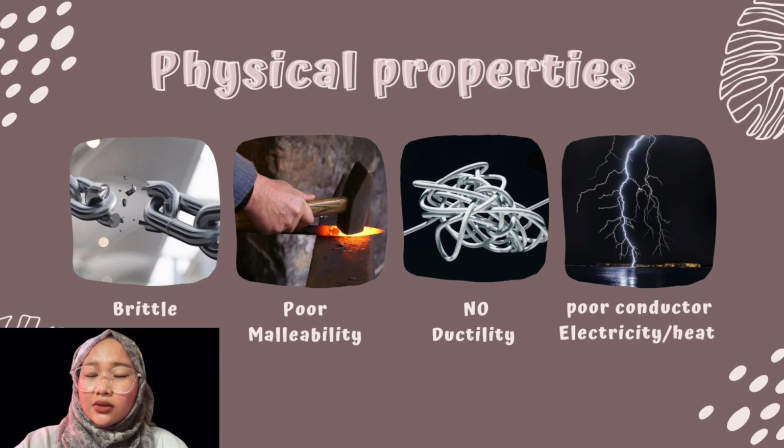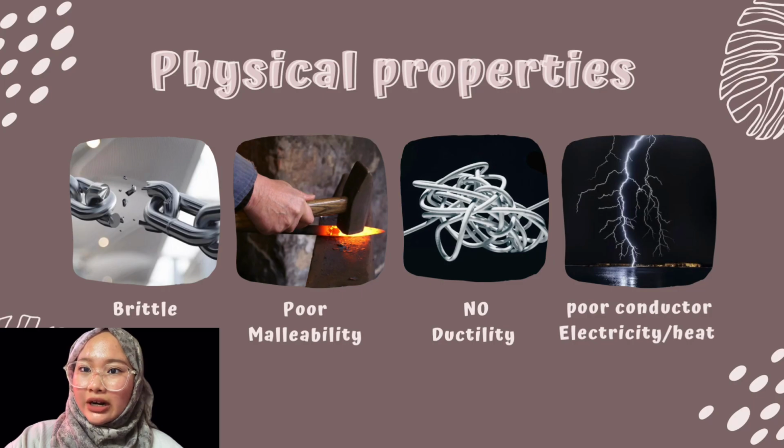Non-metals can be drawn into sheets and break when applying pressure. That's why we call it brittle. For the malleability, non-metals are unable to be hammered into thin sheets. This signifies the lack of the property of malleability. For the ductility, non-metals have no ductility. It is because they are unable to be drawn into wires. For the conductivity of electricity or heat, non-metals are poor conductors of electricity and heat, except for graphite.